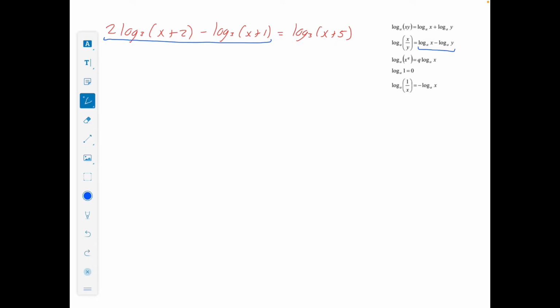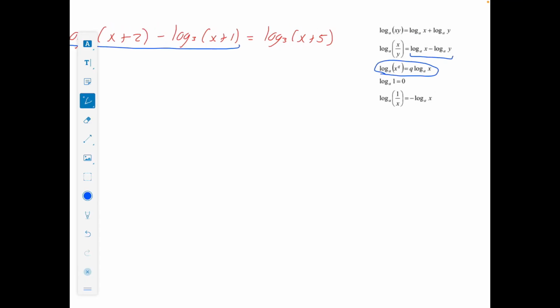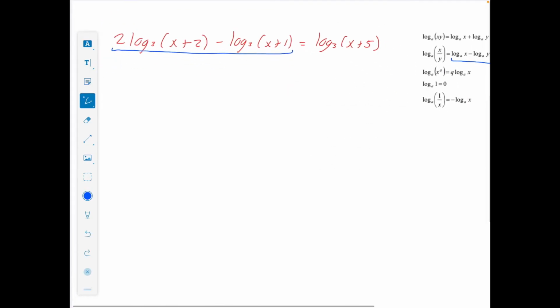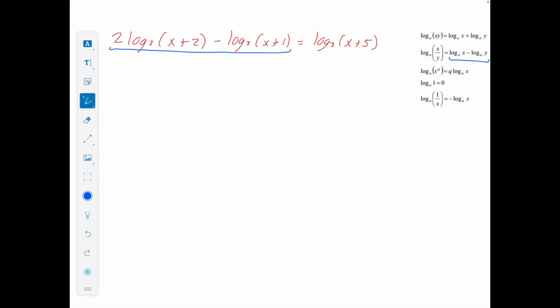Now, the only issue is there's a 1 in front of both of these logs here, but we have a 2. The rules have to match up exactly, so I need to get rid of that 2. What I can do here is use this law, which we haven't actually used yet. If there's a number in front of the log, so here there's a 2, you can move it and it becomes a power. So we're going to do just that.